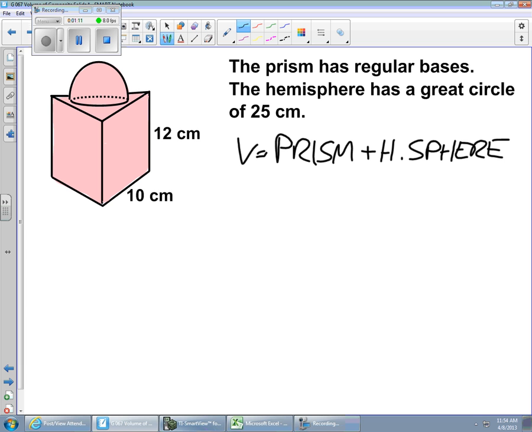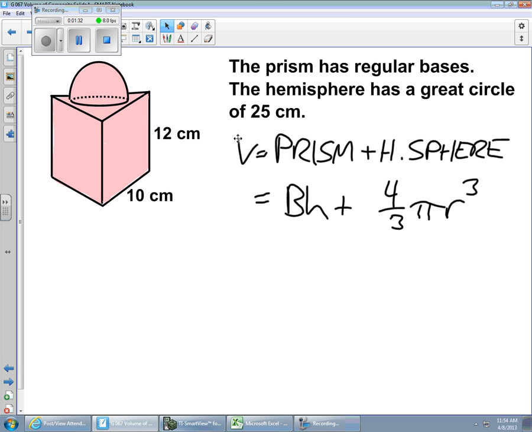The hemisphere is a little bit tougher. All we have is a formula for an entire sphere. And the formula for the entire sphere is 4/3 pi r cubed. But we don't want the entire sphere, we just want the hemisphere. So that's half of it. So it's going to force us to make a little bit of an adjustment to the formula that we have. We're going to divide by 2, or just take half.